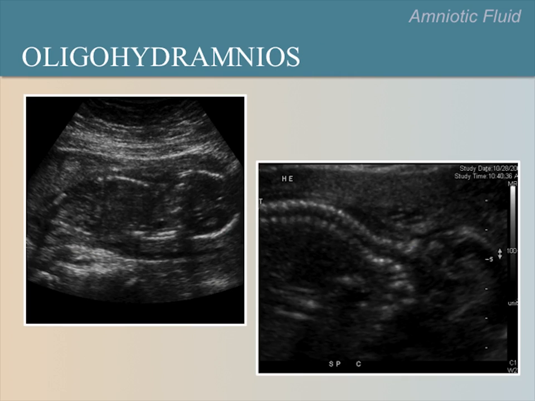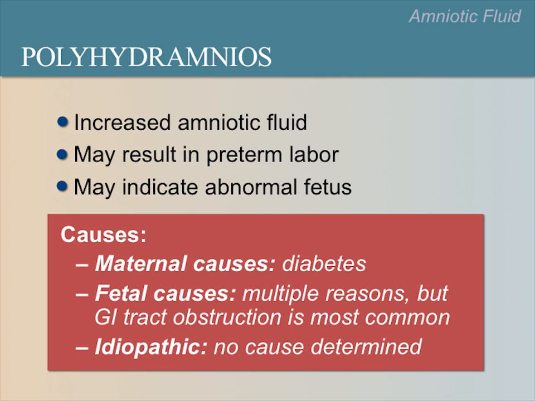When there is too much amniotic fluid, an opposite condition results called polyhydramnios. Too much amniotic fluid may result in preterm labor or indicate an abnormal fetus. Polyhydramnios can also be caused by diabetes in the mother or a fetal condition like an obstruction of the esophagus or intestines. It is also possible that no cause is found, which is called idiopathic. With polyhydramnios, you will easily see the excess fluid on ultrasound. The fetus will appear to float with a lot of space between the fetus, uterine wall, or placenta.